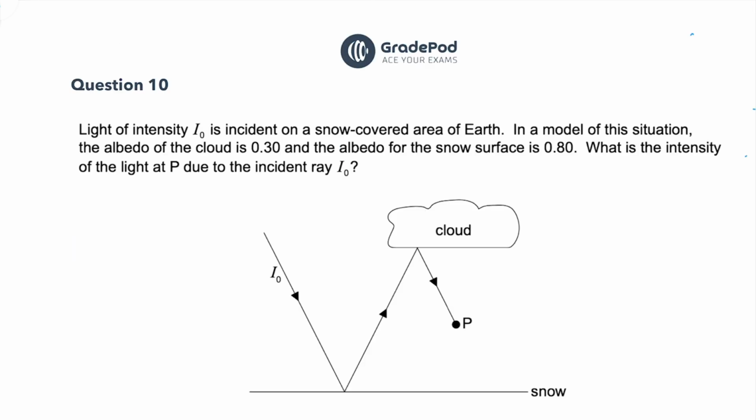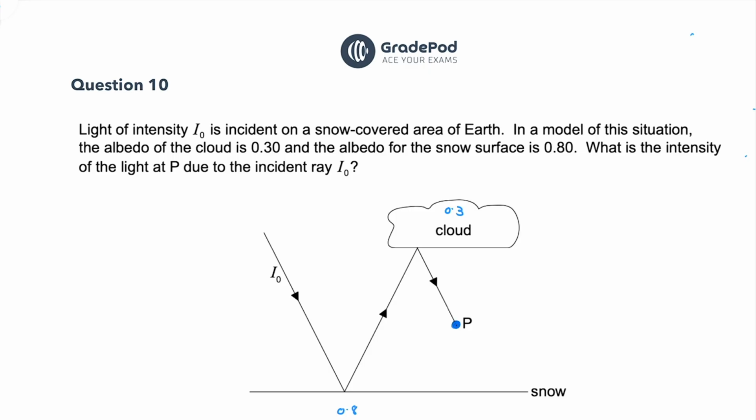Question 10. Light of intensity I0 is incident on a snow-covered area of Earth. In a model of this situation, the albedo of the cloud is 0.3 and the albedo for the snow surface is 0.8. What is the intensity of the light at P due to the incident ray?